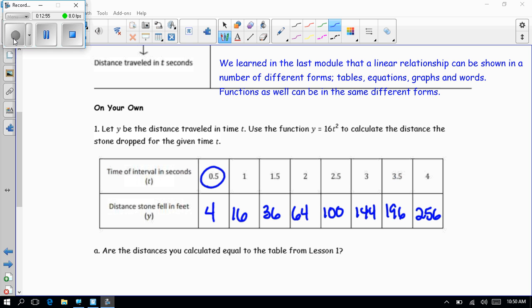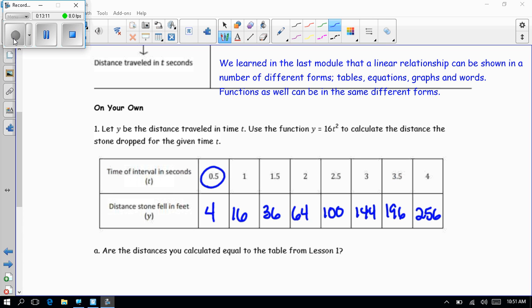Okay, so at 0.5 seconds, we're talking about 4 feet. At 1 second, we're talking about 16 feet. At 1.5, we're talking about 36. At 2, we're talking 64, 2.5, 100, and so on.